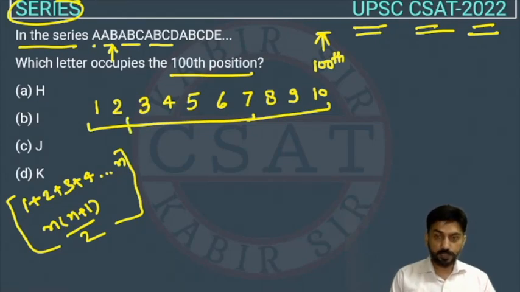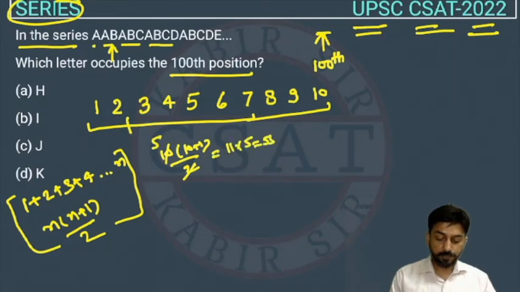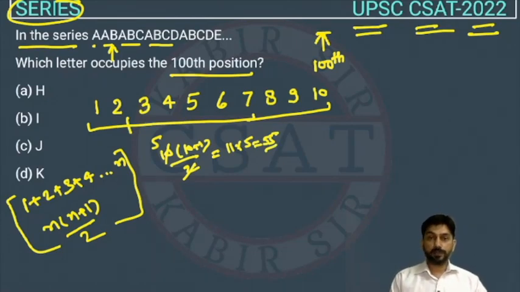First 1, then 2, 3, so the total will be 3. Similarly, till 10 I am going. So how many numbers did we get? This will be 10 into (10 plus 1) by 2, so this will be 5, right? This will be 11. So 11 into 5 is equal to 55. So we reached only till 55, right?